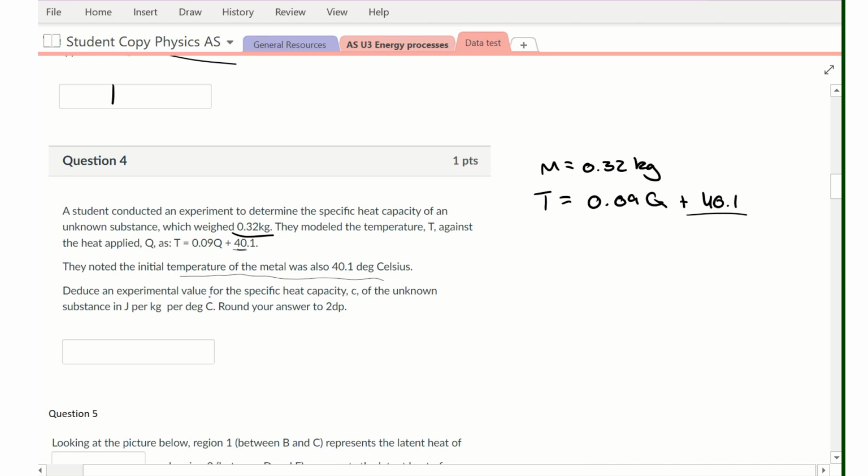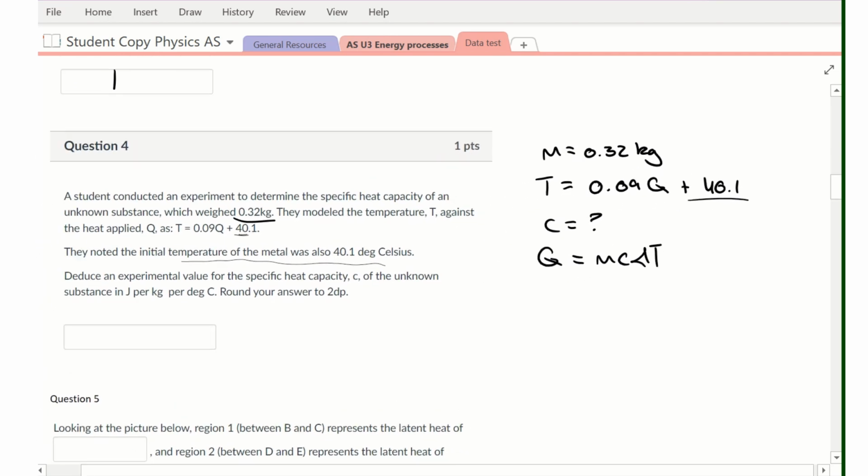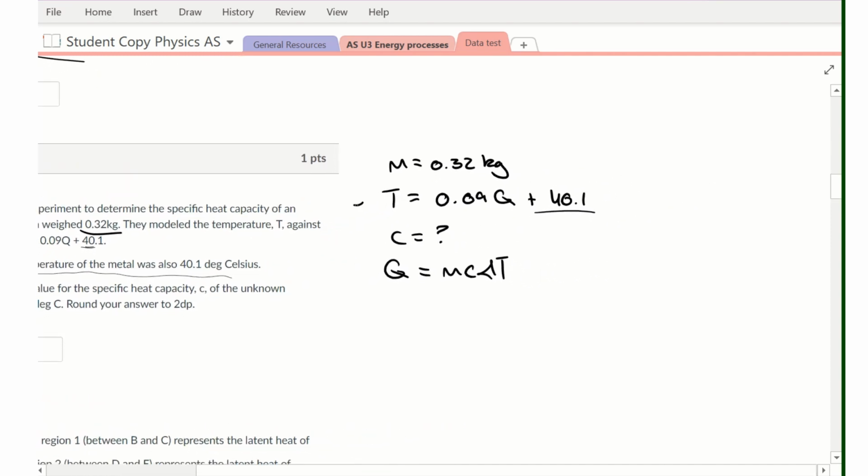Excellent. Deduce an experimental value for the specific heat capacity C. So we don't know what C is. We want to figure it out. Okay. Now we know a relationship to figure out C. We've got Q is equal to MC delta T. Okay. We're asked to find an experimental value. So somehow using this equation from our experiment, we should be able to get what C is equal to.